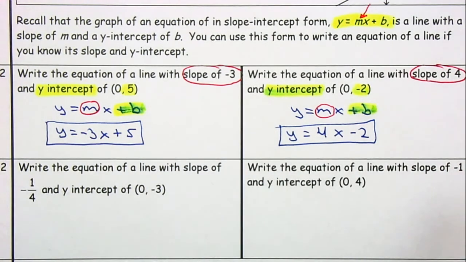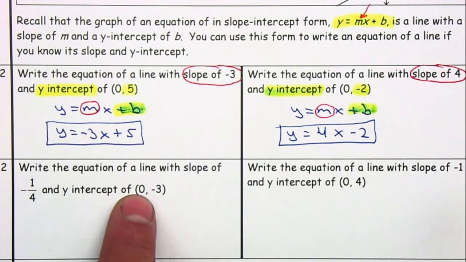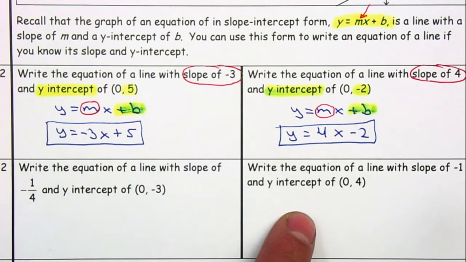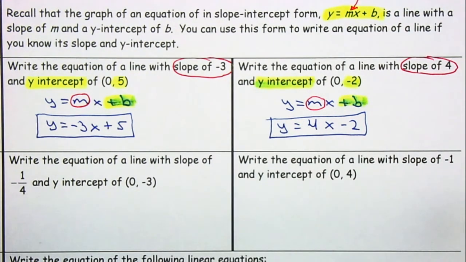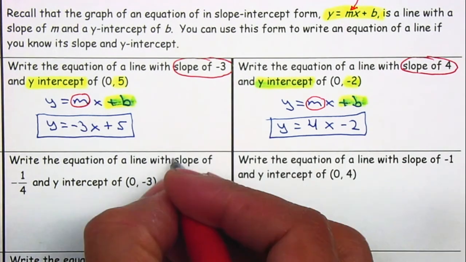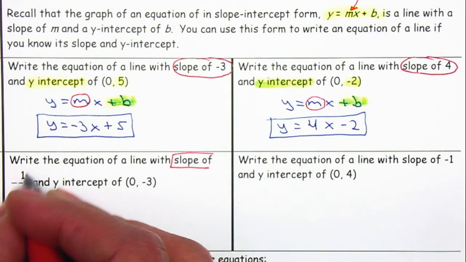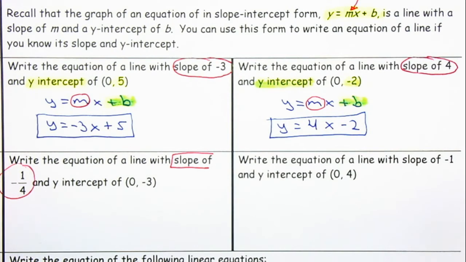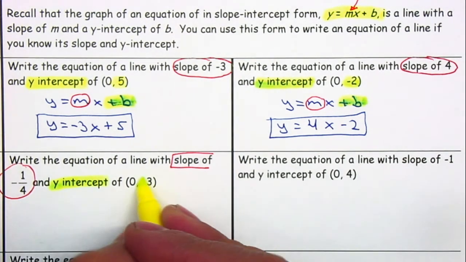Very simple process. Go and try example number 2 and 3 and see what you get. Go and pause it. Great. For example number 3, they're telling you guys that the slope is -1/4 and your y-intercept is -3.